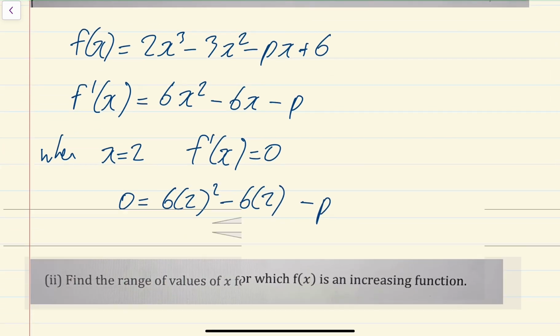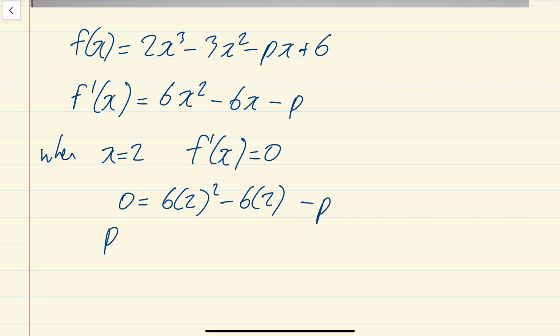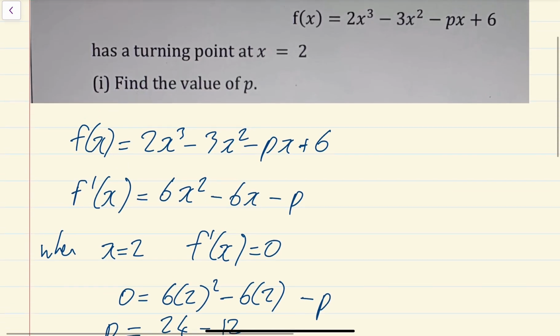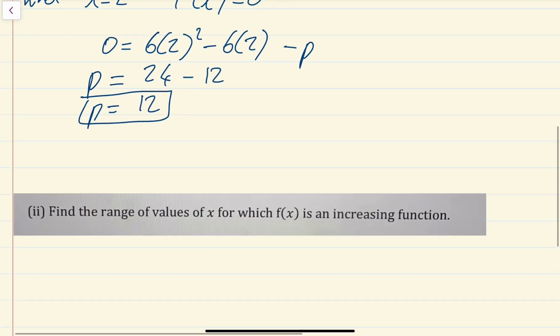Fire that p across to the other side. It will become positive. And 6 times 2 squared is 6 times 4, which is 24, minus 6 times 2, which is 12, which means p is equal to 24 minus 12. So p is equal to 12. Okay, we found our value of p.